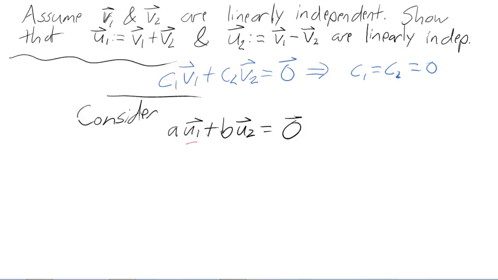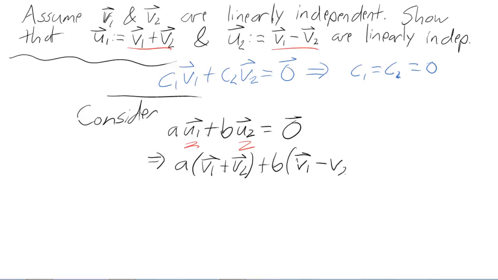Well, what do we know about u1 and u2? Well, we know what they look like in terms of the v's. So let's go ahead and do that. So just plug in. We know u1 bar is really v1 bar plus v2 bar. And we know u2 bar is just v1 bar minus v2 bar. And since we're working with this equation up here, that's all equal to the 0 vector. Well, let's collect terms here.